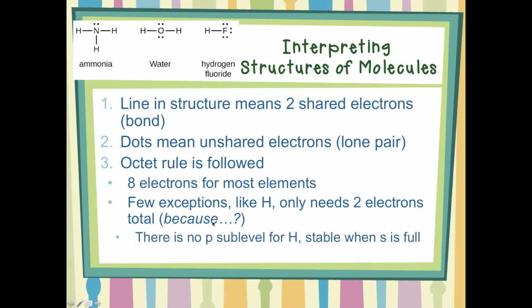But hydrogen doesn't have a P sublevel. There isn't a P sublevel in energy level 1. The nucleus is too little. It can't hold on to that many electrons. So hydrogen is stable when just the S is full. Well, S can only hold 2. So notice that all the hydrogens just have 1 bond. That's 2 electrons, 1 bond. All of the hydrogens are stable when they only have 1 bond. So those are the things I want you to be aware of when you look at a structure.